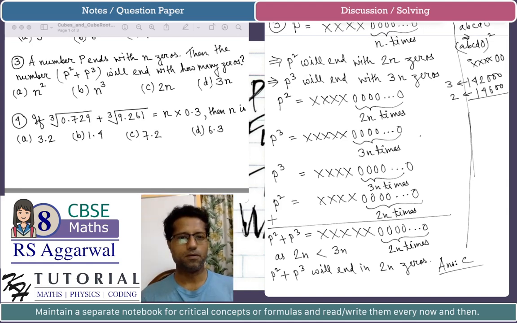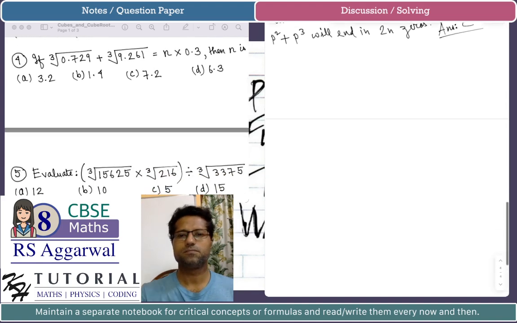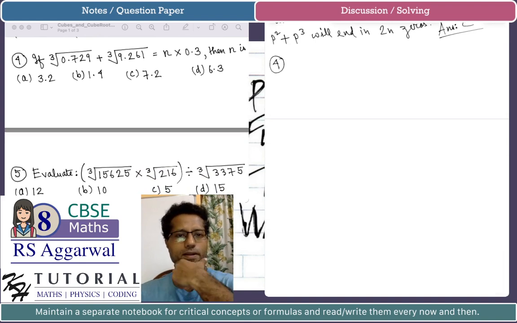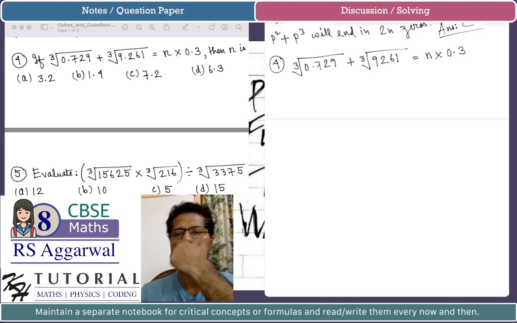Let's do problem number 4. So an equation is given. Okay, let's write the equation. Cube root of 0.729 plus cube root of 9261 is equal to n multiplied by 0.3. Then what is n? We have to find n.